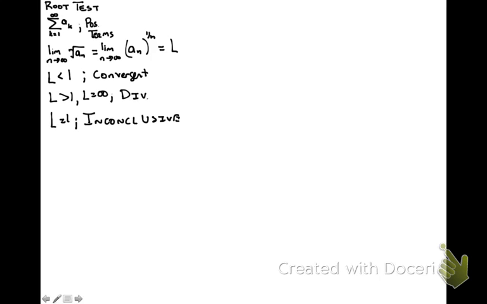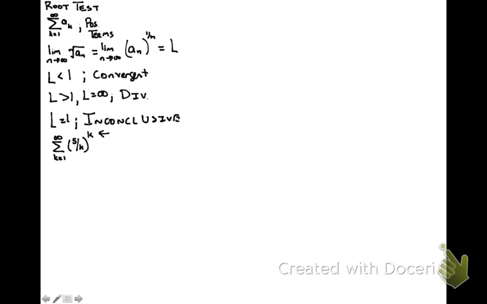So, by way of example, let's consider this series. The sum of the series from k equals 1 to infinity of 5 over k to the k power. Now this is something you would want to consider the root test for, because we have some expression to the k power.